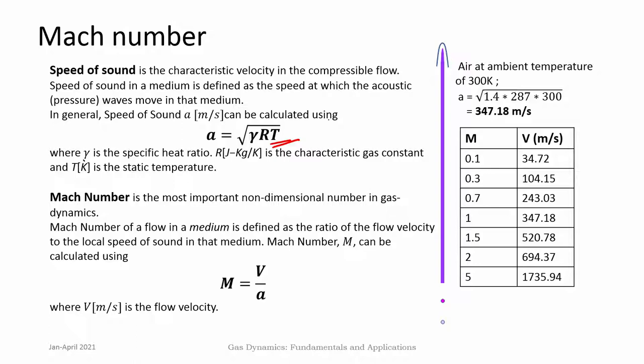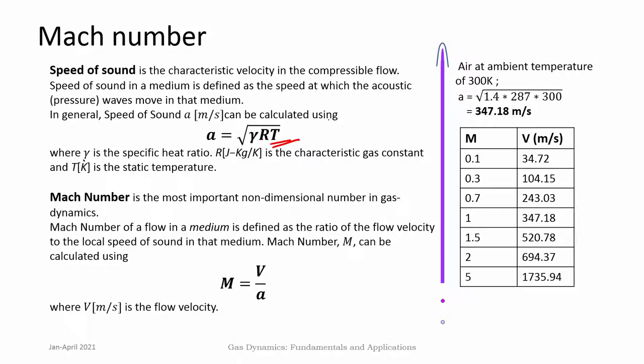Now, if you know the speed of sound, then the ratio of the velocity of air to the speed of sound, which is again a local quantity at that particular point, is known as the Mach number. You can consider it the single most important non-dimensional number in compressible flows and gas dynamics, and we will be referring to Mach number in almost all the classes from now onwards.